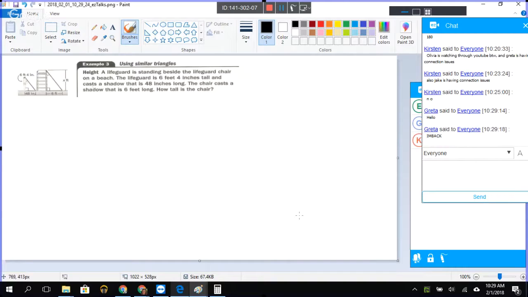Okay. I feel like we've done lifeguard problems before in geometry, so here we go. Here's how you can actually use the side angle similarity postulate. There's a lot of lifeguards. Okay, so a lifeguard is standing beside the lifeguard chair on a beach. Here's our lifeguard. Here's his chair. He's a really tall lifeguard, I guess. The lifeguard is 6 feet 4 inches tall. Tall dude. And he cast a shadow that is 48 inches long. The chair cast a shadow that is 6 feet long. How tall is the chair?